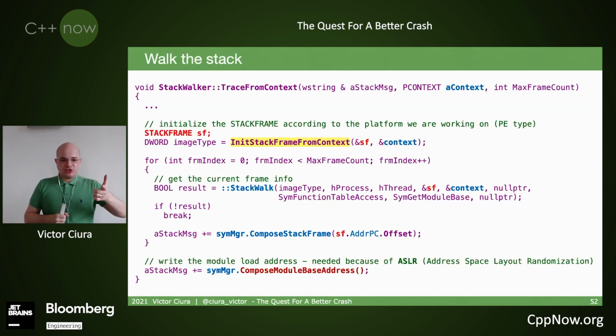And at each step, again, we use the helper object symbol util to compose a stack frame from a particular address there. Mind you, the stack frame dot address PC. Address PC is the program counter, so it's the address of the current execution in the stack frame, and the offset is the particular address there. So basically, the compose stack frame function, that's our helper function, we're going to see it, takes in a virtual address as a parameter.